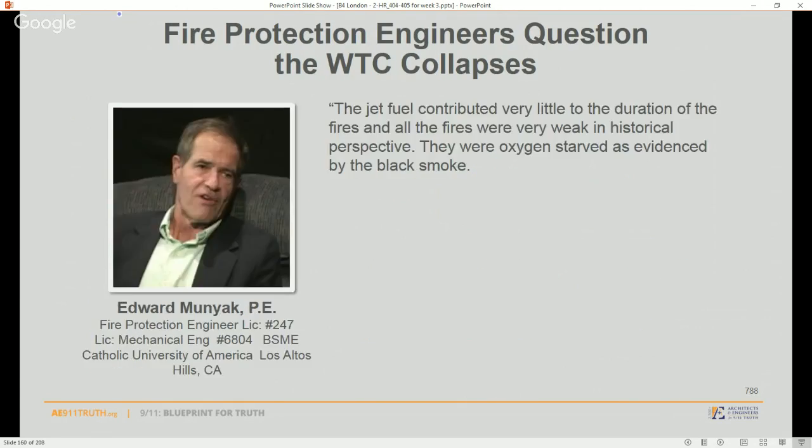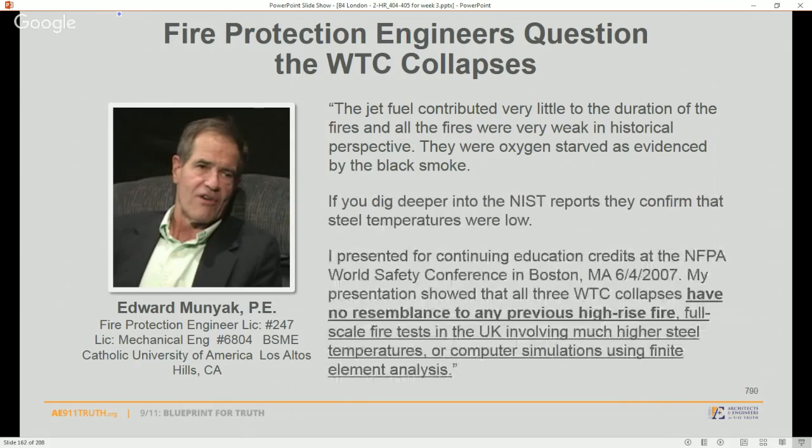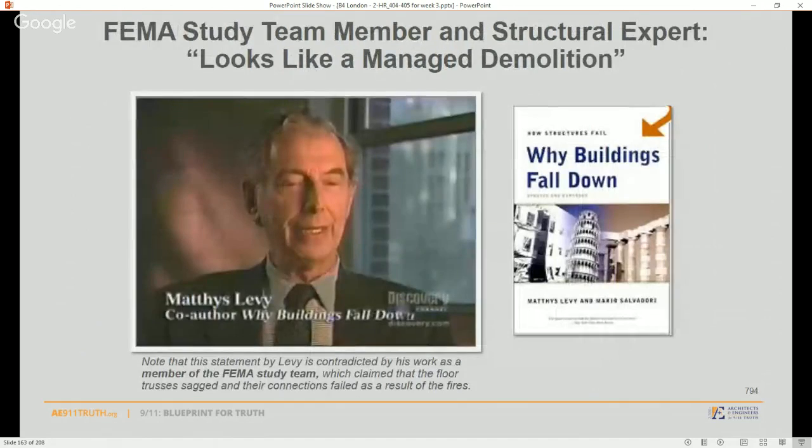I get that too. Edward Muniak says, these collapses have no resemblance to any previous high-rise fire. Indeed, we learned in weeks 1, 2, and 3 that there's no collapse of a high-rise structure due to fire ever, except the 3 that we have on 9/11. Even one of the FEMA study team members, author of Why Buildings Fall Down, said this.